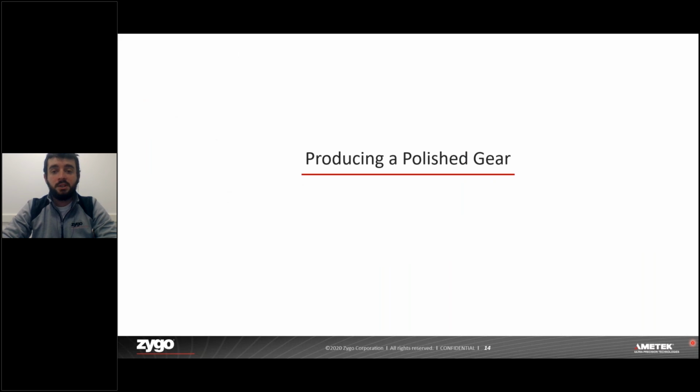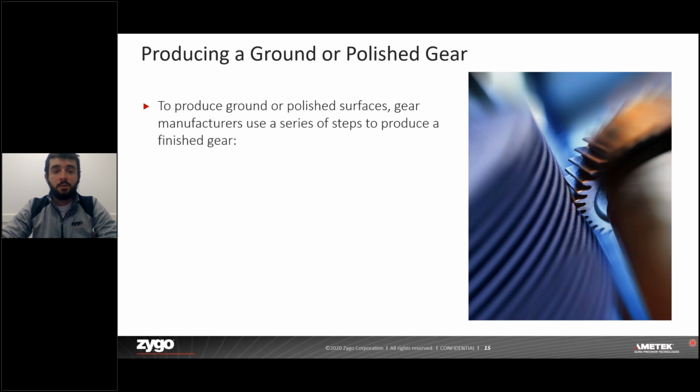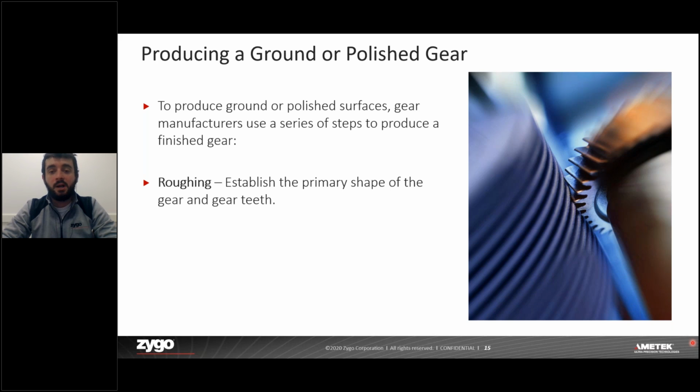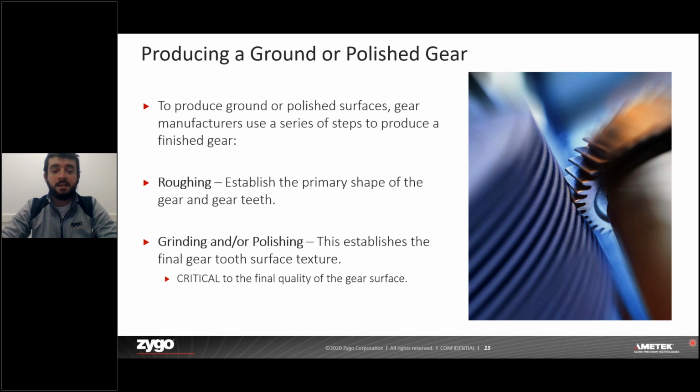So let's look at producing a polished gear surface. To produce ground or polished surfaces, gear manufacturers use a series of steps. The first step is going to be roughing, and this is going to establish the primary shape of the gear and gear teeth. And then the second step is going to be grinding or polishing, and this is going to establish the gear tooth surface texture. And this is going to be the critical step to have the final quality of the gear surface.